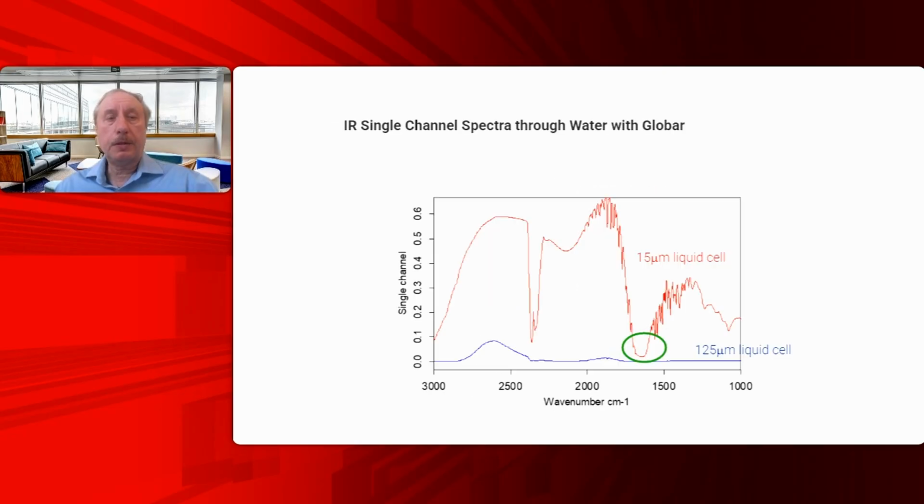First, we prepared about 20 milligrams per milliliter of creatine in aqueous solution, and measured transmittance using a 15 micron and a 125 micron cell. As you can see here, the red shows the energy which goes through the 15 micron liquid cell, and below is the 125 micron liquid cell, when we use a standard globar source. Water completely absorbs all the radiation from the globar at 125 micron.